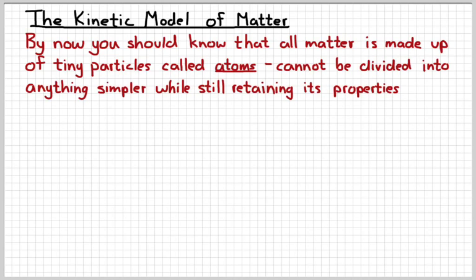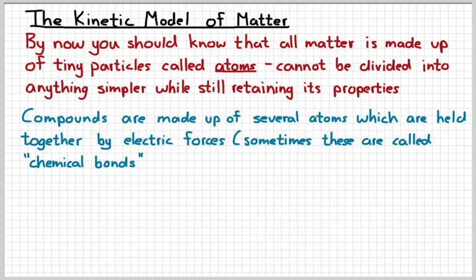And I'm sure you remember that atoms are things that can't be divided into anything simpler while still retaining their properties. For instance, if you try to divide an iron atom, it's no longer going to have the properties of being iron. It's going to be something weird and exciting we'll learn about later on this year. Compounds are made up of several atoms which are held together. Sometimes we call those chemical bonds, but really they're electric forces. For example, water. I'm sure you remember that from chemistry as well.